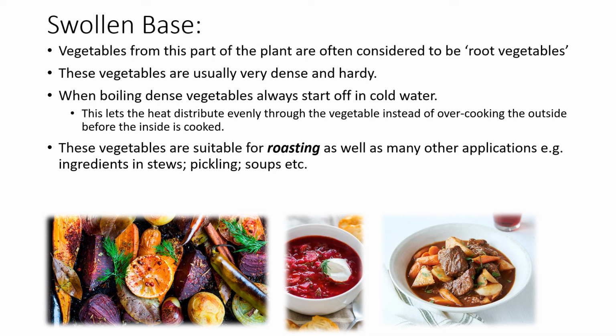These vegetables are beautiful for slow dry heat methods, such as roasting. They work really well for that application. But they're also good as ingredients and flavor builders in things like stews. They're good for pickling, great for soup. You can see some roasted root vegetables down in the bottom left, a very famous beet soup called borscht in the middle. And then you can see a lovely beef stew with root vegetables, including turnip, on the right-hand side.